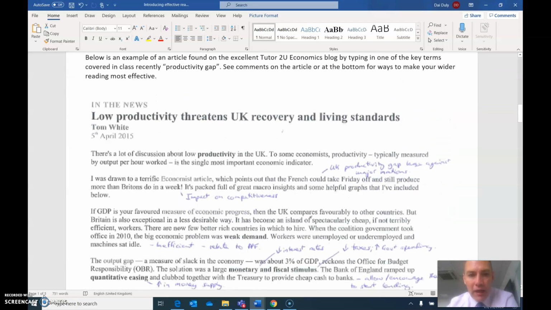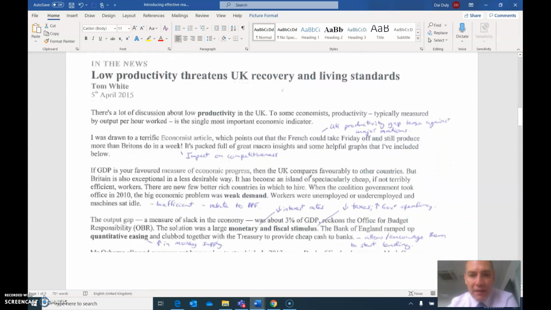So if I show you an example, this was one of the productivity gap. This was a 2-page article. I've just started taking down a few little notes, some of which you'll understand, some of which you might not. I hope you can read my writing. So in terms of the second little paragraph under the big heading there, the big heading says, low productivity threatens a British recovery and living standards. And obviously that's something we should now know about with the productivity gap. And in that second paragraph, it says, I was drawn to a terrific Economist article which points out that the French could take Friday off and still produce more than Britons do in a week.